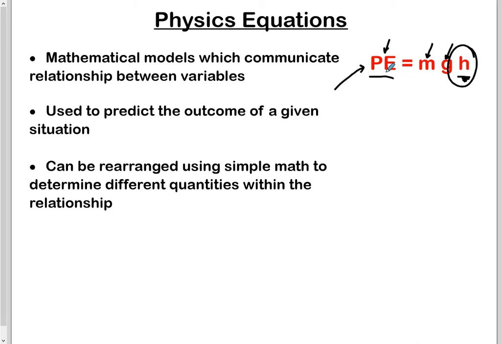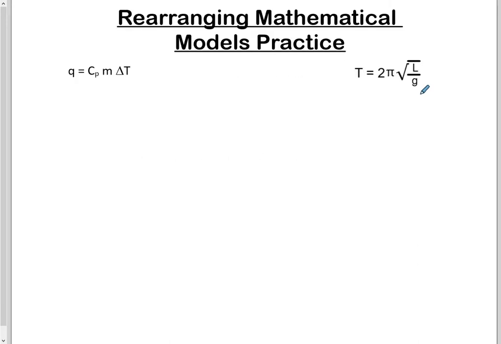So math models are really just a fancy way to say equations. And because we can rearrange equations and use them with numbers, we can make predictions about any of the variables in that equation. Let's talk about rearranging them.